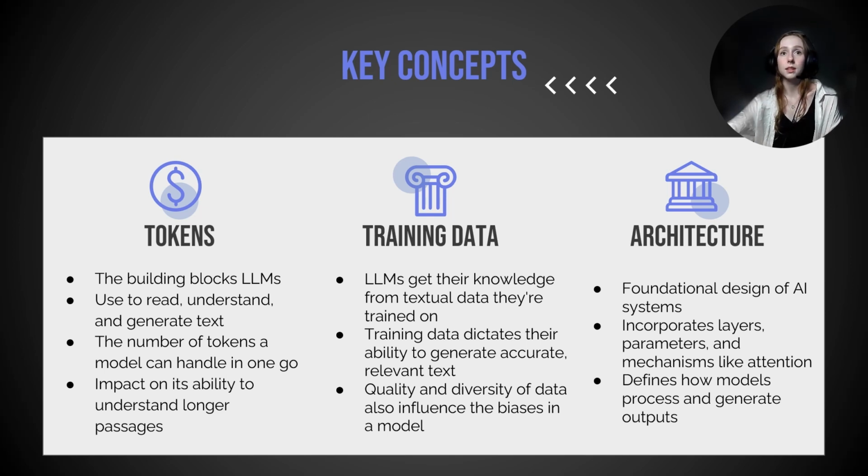A model can be trained on biased data, and in this case, it will likely exhibit those biases in its outputs. Then going into the architecture, the definition of the architecture is the underlying structure and design principles of the model.